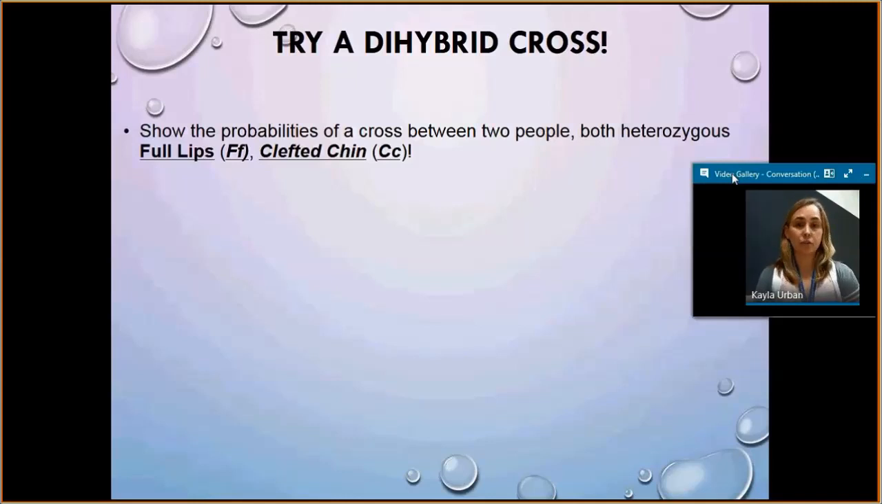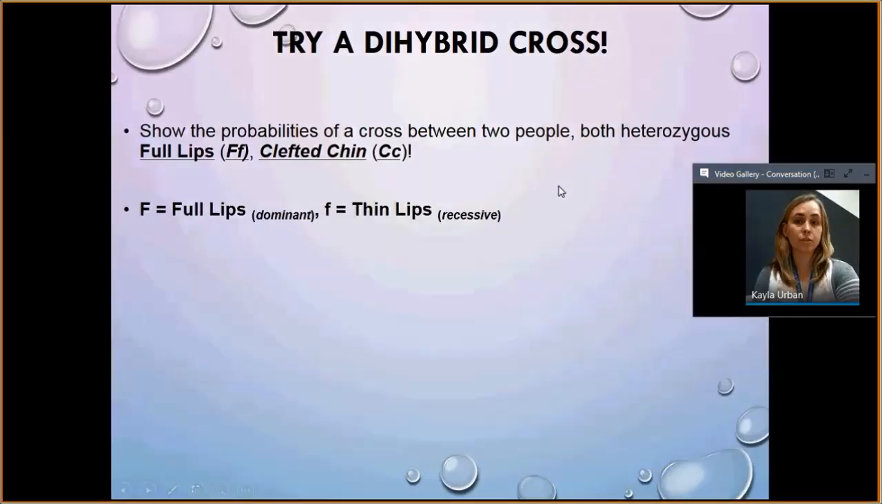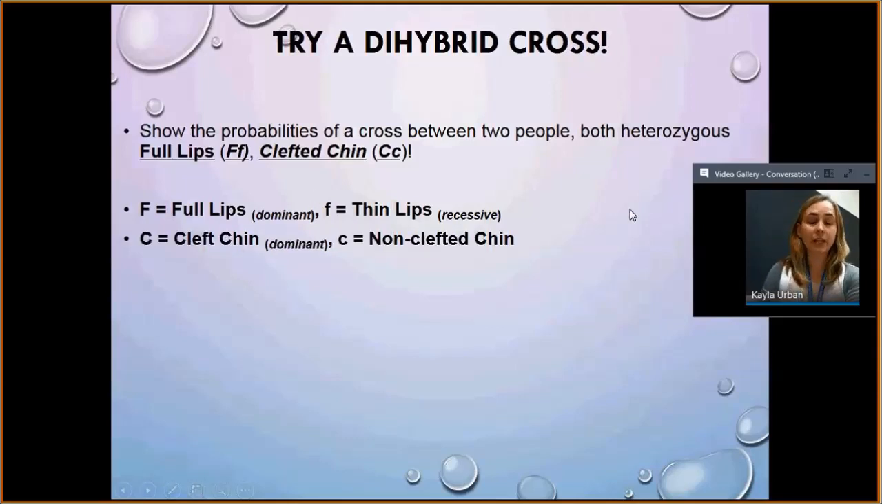Those are their phenotypes. And heterozygous means they have one of the dominant and one of the recessive traits, so they have a capital and a lowercase of each. So their genotype is big F, little f, big C, little c. So full lips would be dominant to thin lips, which is recessive, and cleft chin would be dominant to non-cleft chin, which is recessive.